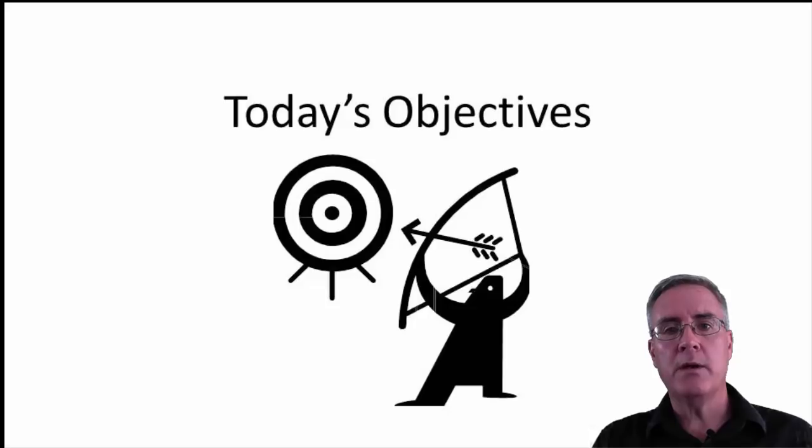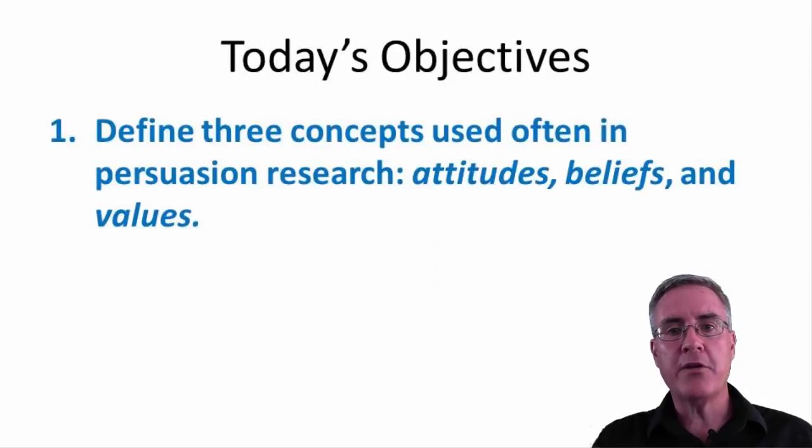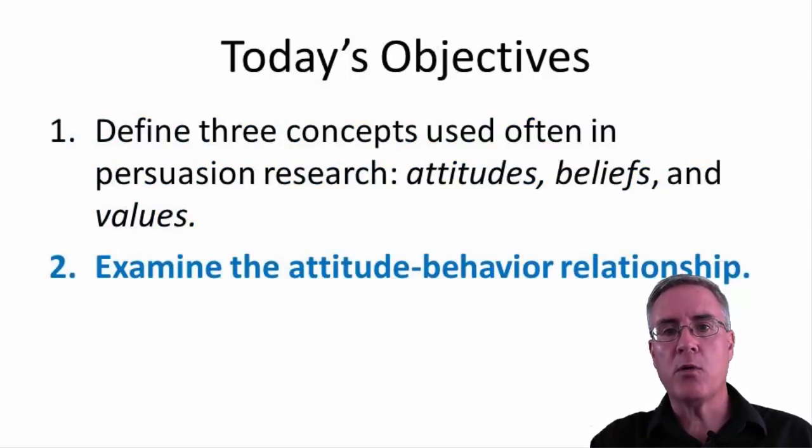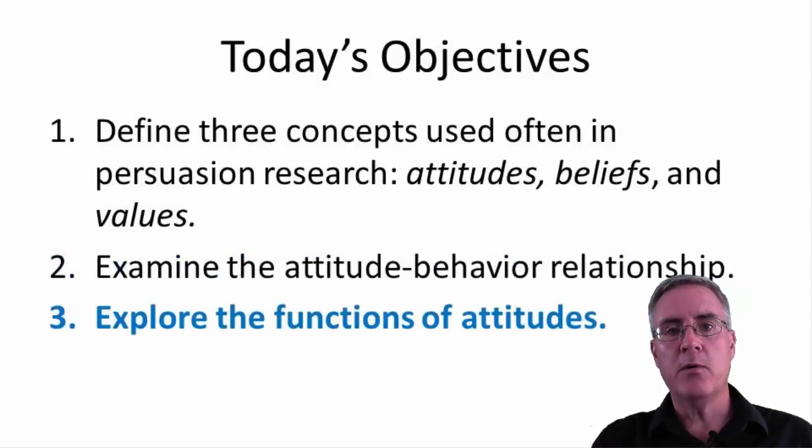In my last video, we defined the word persuasion. In this video, our objective is to continue to build a definitional foundation for the study of persuasion. First, we will look at 3 other concepts that are used widely in persuasion research: attitudes, beliefs, and values. Second, we will explore when attitudes affect behaviors and when they do not. Third, we will examine the functions served by attitudes, that is, what they do for us.